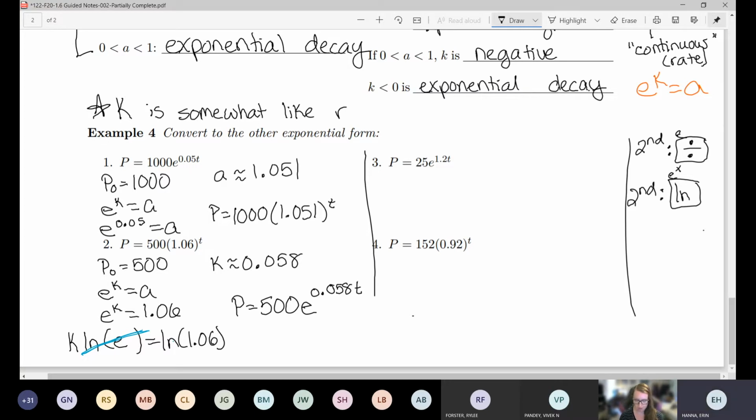Okay. And then let's just do two more of each example just to hit it home. So say I go back to number 3, now we have an e to the kt form again. So once again, P naught does not change. So P naught is still 25. And then if I treat e to the k as equal to a, here our k is 1.2. So e to the 1.2 is going to be equal to the a value we need.